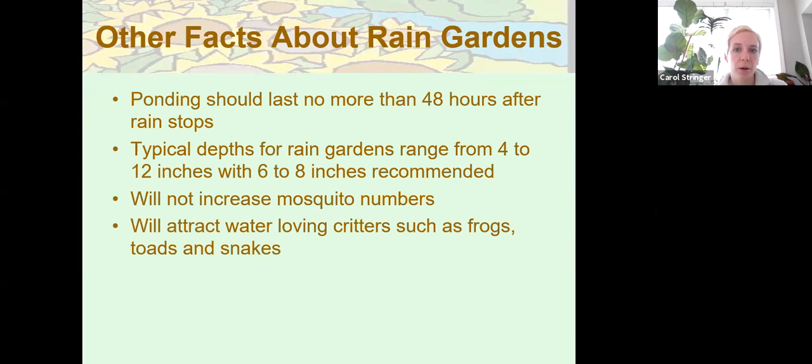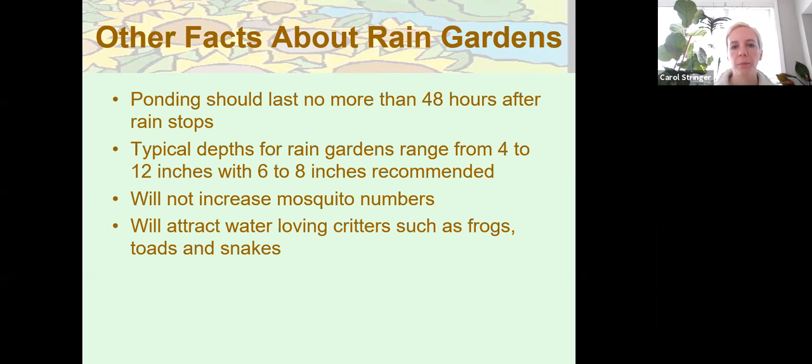Some other things to think about with our rain garden: we do not want them to hold water more than 48 hours after a rain event. So we do not want them to become bogs or places that just hold water indefinitely. That's not the purpose of a rain garden. They should not be wet all the time. We do not want them to be a place for mosquitoes to lay larvae and breed. That's not the purpose of a rain garden and should not happen if it's done properly.